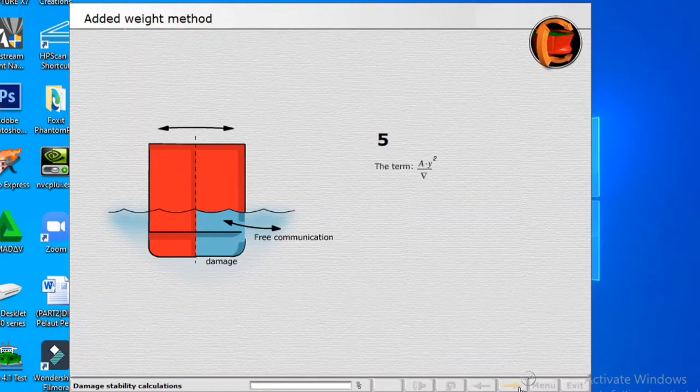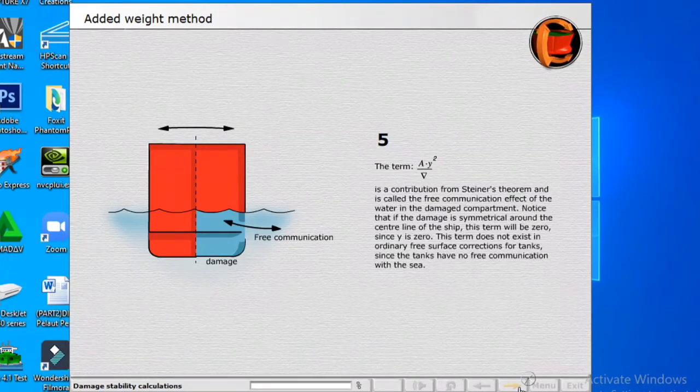The term A times Y squared divided by the volume of displacement is a copy of Steiner's theorem that is called free communication effect of water in the damaged compartment. Notice that if the damage is symmetrical around the center line of the ship, this term will be 0, since Y is 0. This term does not exist in ordinary free surface corrections for tanks, since the tanks have no free communication with the sea.